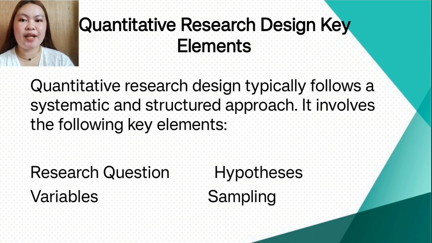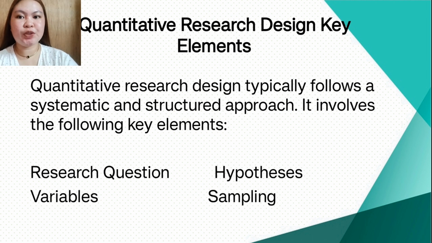We have several key elements of quantitative research design. So, quantitative research design typically follows a systematic and structured approach. It involves the following key elements. First is the research questions. The researcher formulates a clear and specific question that can be answered through quantitative research. The question should be measurable and objective.